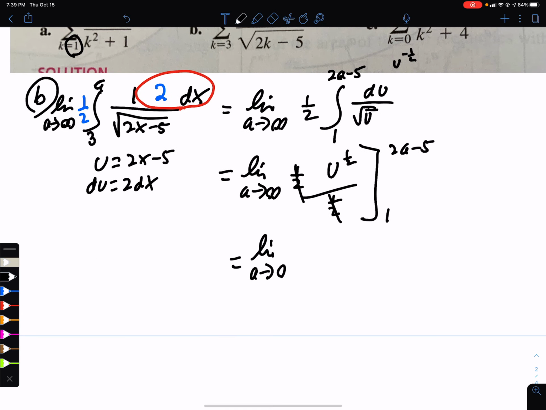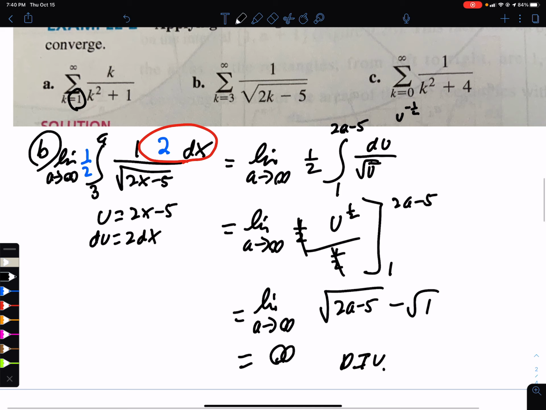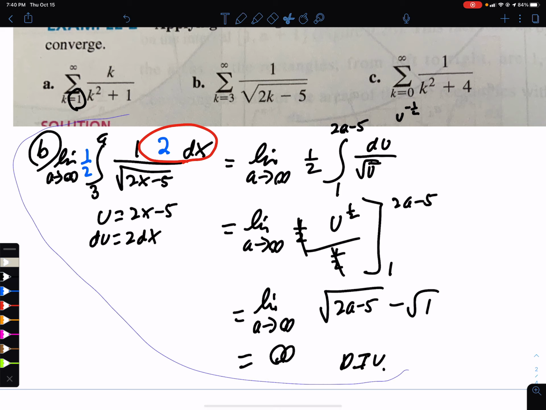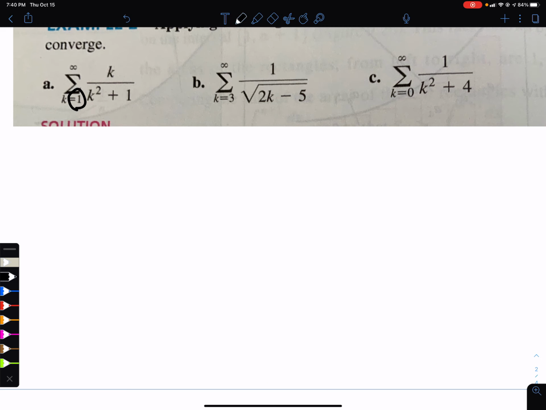So what do we have here? We're going to plug in the 2a minus 5, and then we're going to plug in the 1. And so again, when we plug infinity here, square root of infinity is infinity minus a constant. It's not going to affect it. We're going to get an infinity, and so we again are going to get divergent. So we will say this diverges, therefore our original series diverges. And we have one more example to do. We are going to do C.